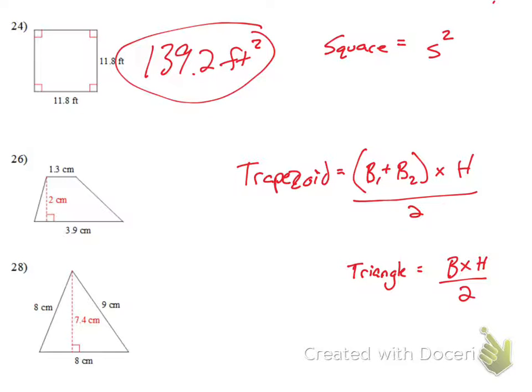All right, we have a trapezoid here. Again, we have 2 bases, and we've got a height. Even though these sides aren't parallel, we still have to use the B1, B2, and all that, because there are 2 bases. And that's because of this right triangle. So I believe that's 1.3 and that's 3.9. So I'm going to do 1.3 plus 3.9. It's going to give me 5.2. Then I'm going to multiply that by 2, which is 10.4. And then I'm going to divide that by 2, which is 5.2.